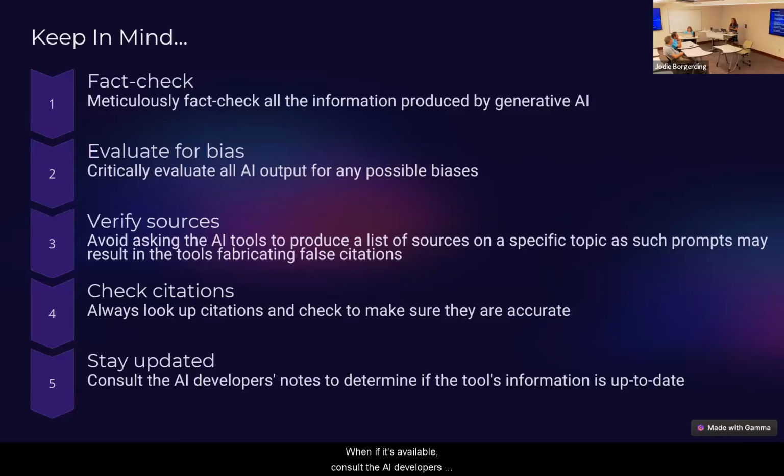If it's available, consult the AI developer's notes to determine if the tool's information is up to date. Again, this is really important if you are trying to get information on a topic that's changing constantly. I looked one time, I guess it was last fall. I haven't looked recently, but last fall when I did a workshop similar to this, ChatGPT's latest version was from June 2024, and I was doing this workshop in September, October 2024. A lot of information changed even in the span of 3 months.